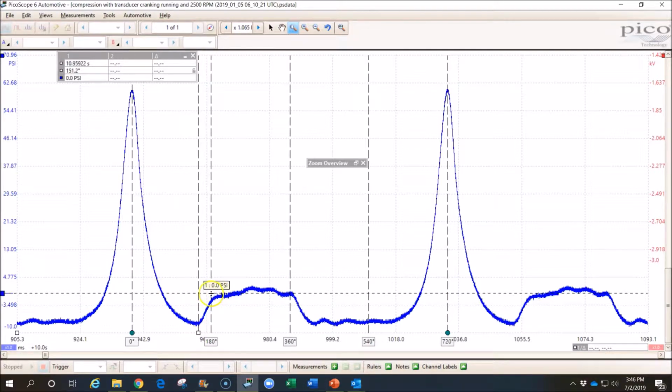But because the exhaust valve is open, we don't have a significant increase in pressure. Now at 360 degrees, the piston reverses and begins traveling back down in the cylinder again. Now before that happens, the intake valve opens. The intake valve usually opens at the end of the exhaust stroke.